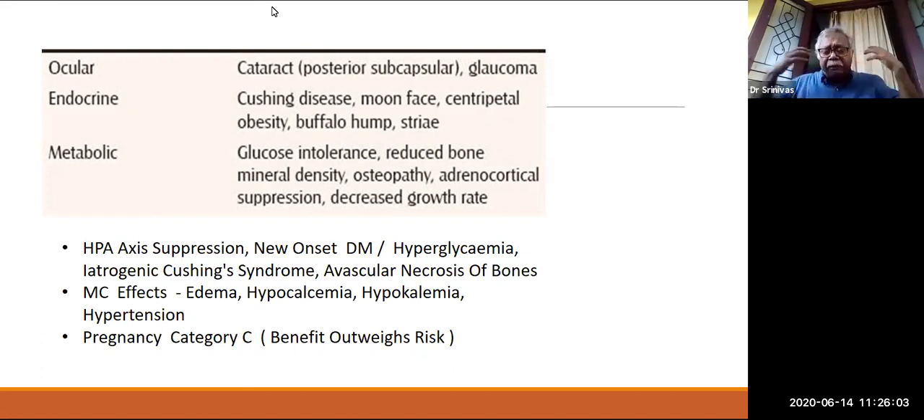Then, of course, if applied over a large area for a long time, the patient can develop Cushing's disease, which occurs more with systemic steroids than with topical ones. HPA axis suppression can also occur with prolonged use. This is seen much more in children than in adults.